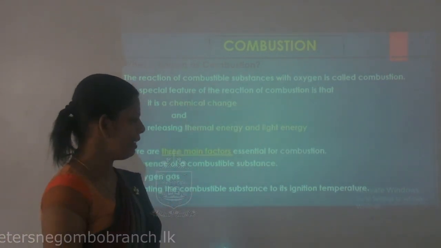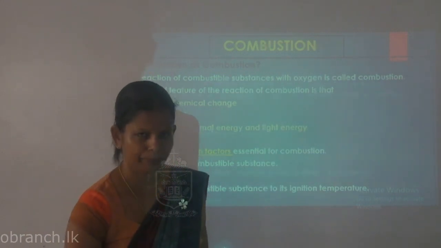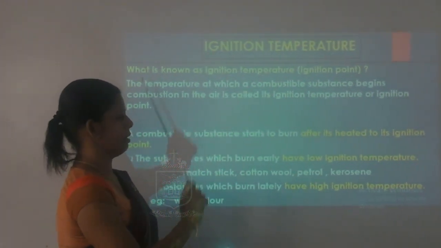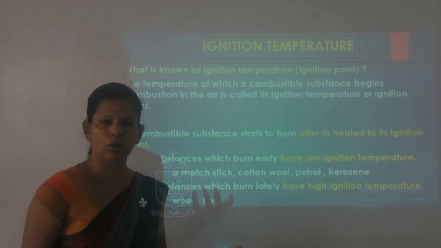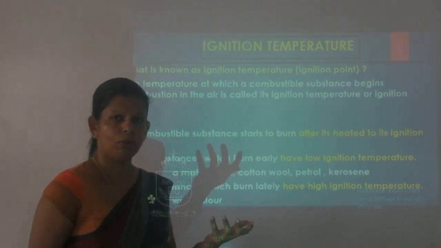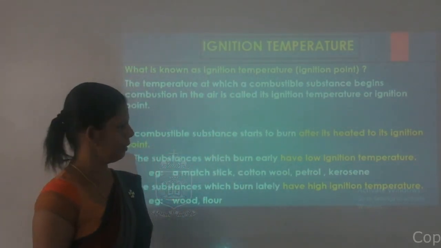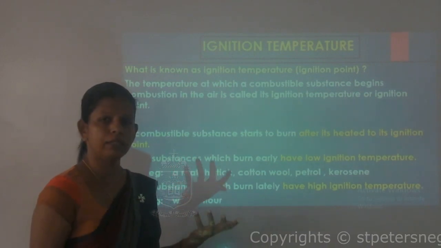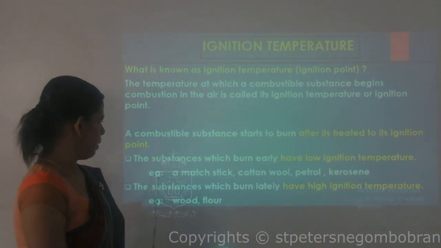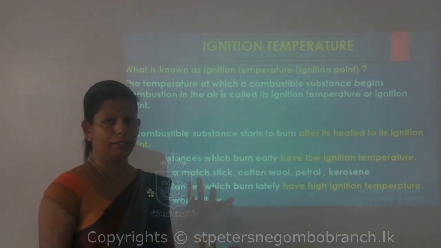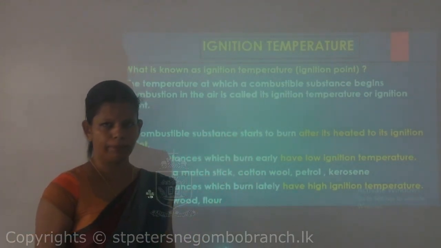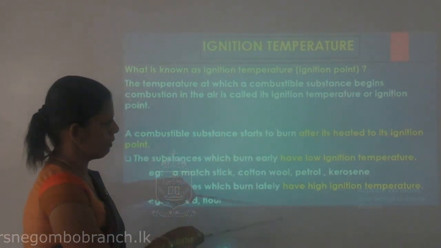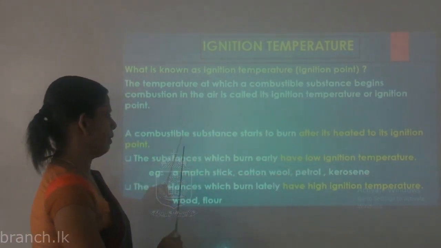Now we are going to talk about the meaning of ignition temperature. So my dear children, the temperature at which a combustible substance begins combustion in the air is called ignition point or ignition temperature. A combustible substance starts to burn after it's heated to its ignition temperature. So the substances which burn early have a low ignition temperature. If it has a high ignition temperature, it takes a long time to burn. So this is the relationship between the ignition temperature and the combustion.